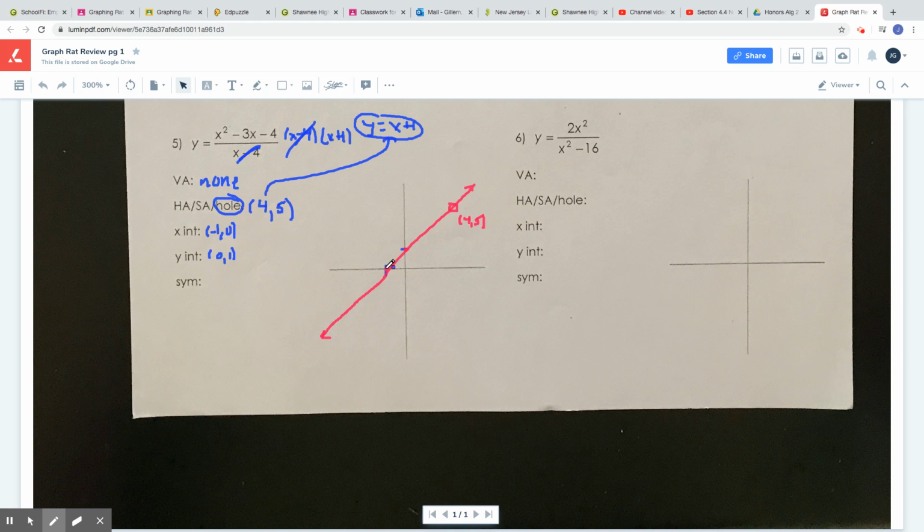That's all you got to do. Just use your intercepts to make a line, and then put the hole roughly where it should be. As long as I see it here, you're going to be in good shape. This has no symmetry. All right, there's number 5.